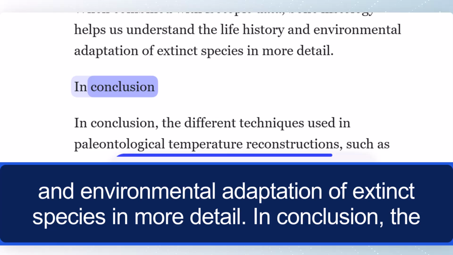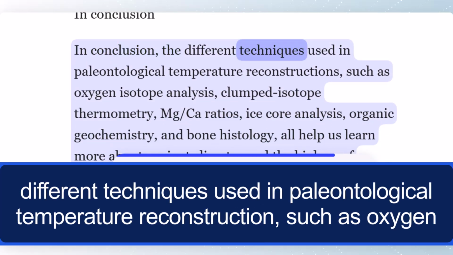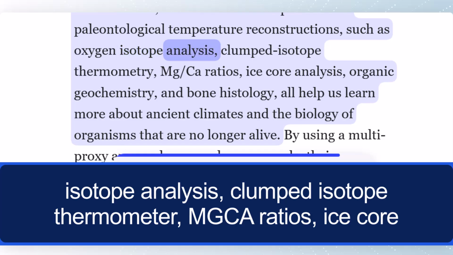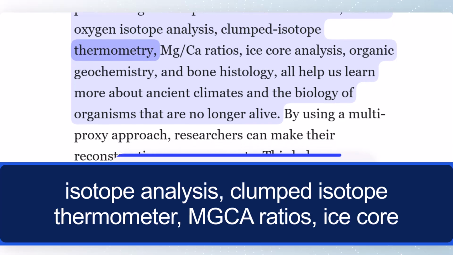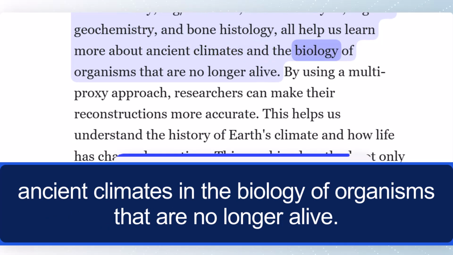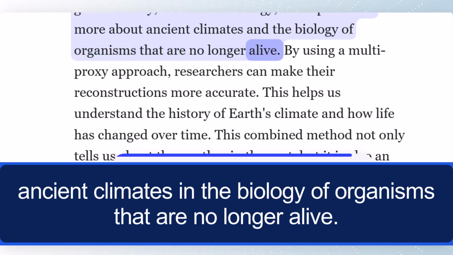more detail. In conclusion, the different techniques used in paleontological temperature reconstruction, such as oxygen isotope analysis, clumped isotope thermometry, Mg/Ca ratios, ice core analysis, organic geochemistry, and bone histology, all help us learn more about ancient climates and the biology of organisms that are no longer alive.